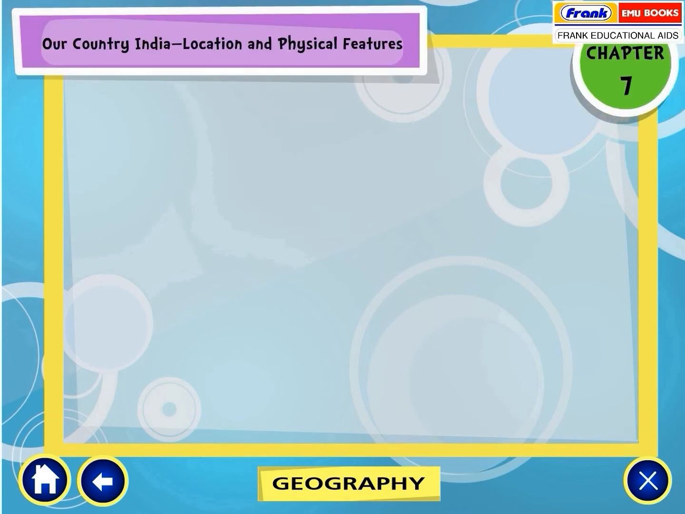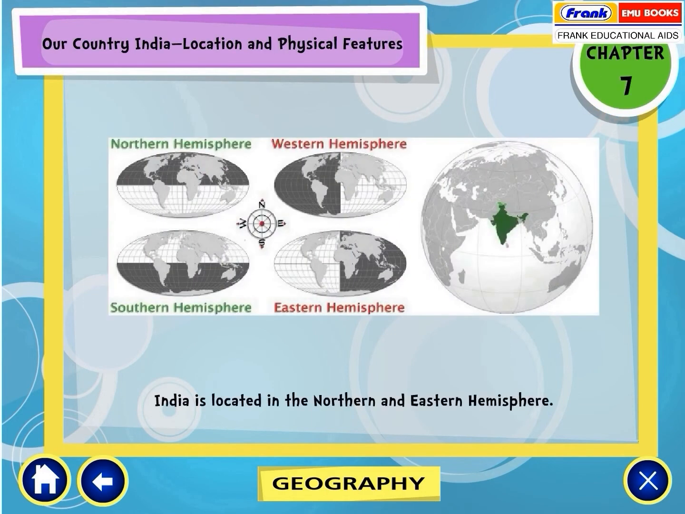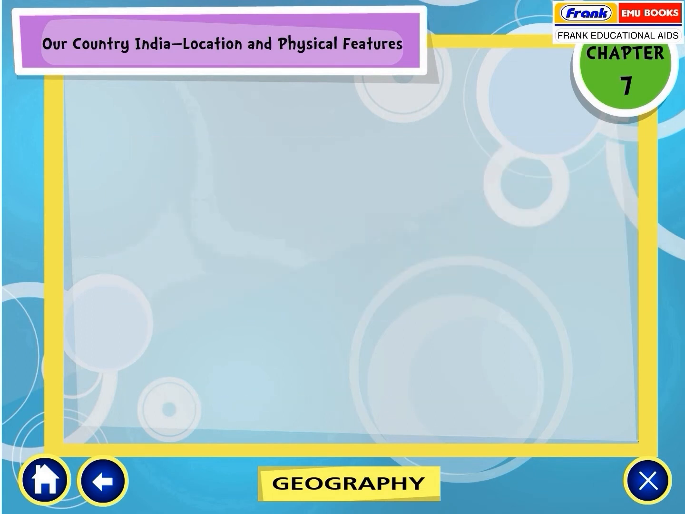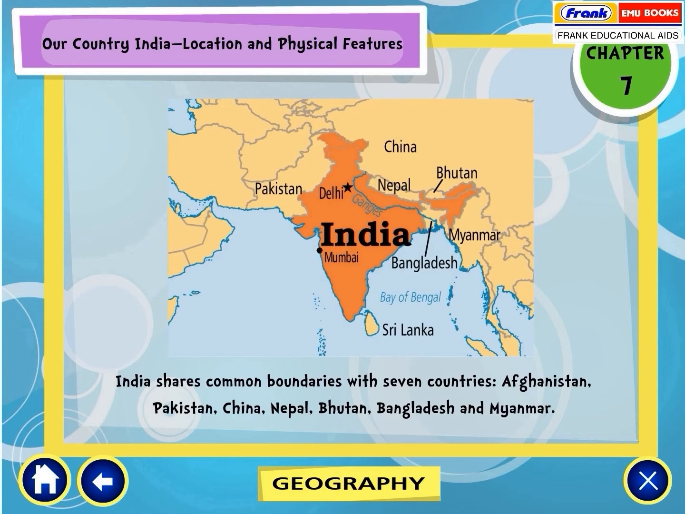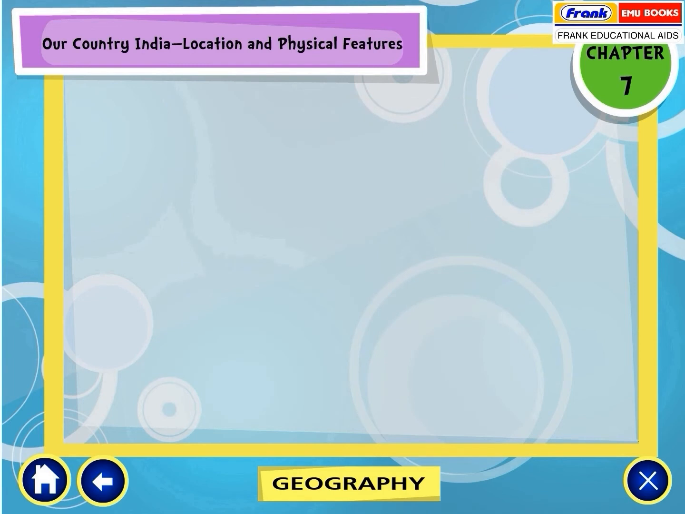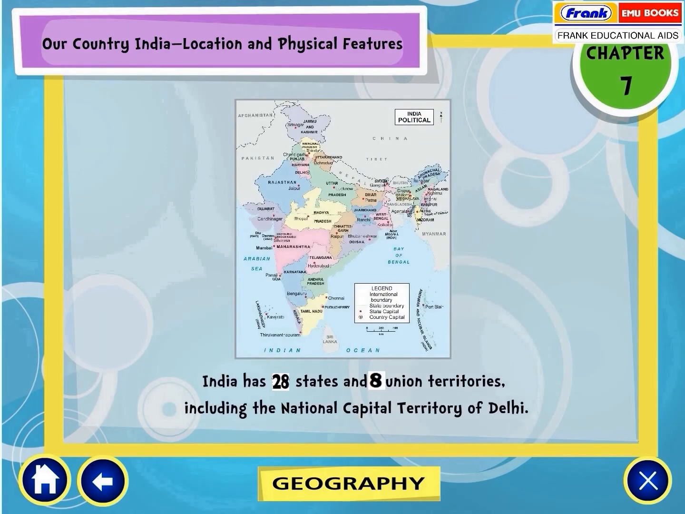Our country, India, location and physical features. India is located in the northern and eastern hemisphere. India shares common boundaries with 7 countries: Afghanistan, Pakistan, China, Nepal, Bhutan, Bangladesh, and Myanmar. India has 28 union territories, including the National Capital Territory of Delhi.